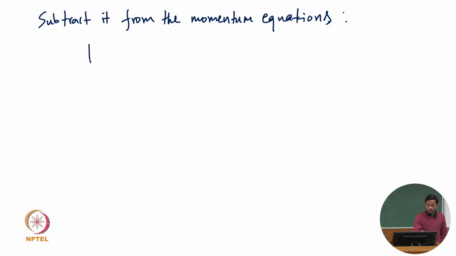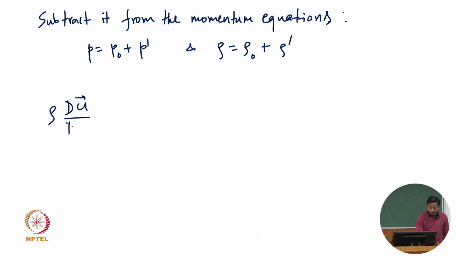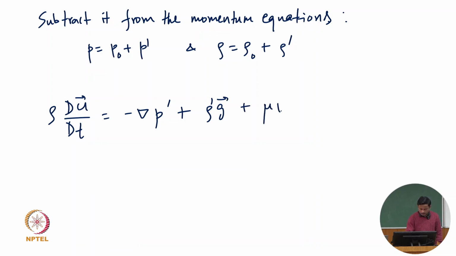Use the fact that P equal to P naught plus P prime and rho equal to rho naught plus rho prime. So we have density and pressure which are varying from a reference state. Using that, rho del u by del t equal to minus grad P prime plus rho prime g, plus mu del square u. Here we have subtracted the base state and hence we are left with only the fluctuations P prime and rho prime.